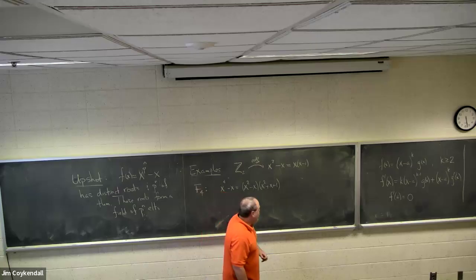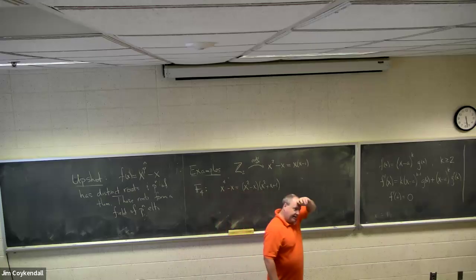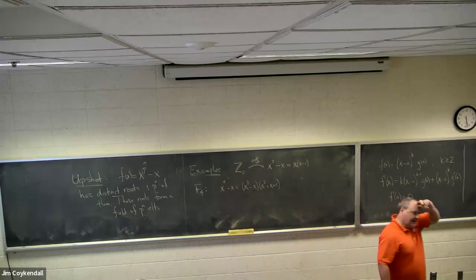Now, look in Z_2. You've got 0 and 1. They're roots to this, right? Are either of those things roots to this? No, they're not.